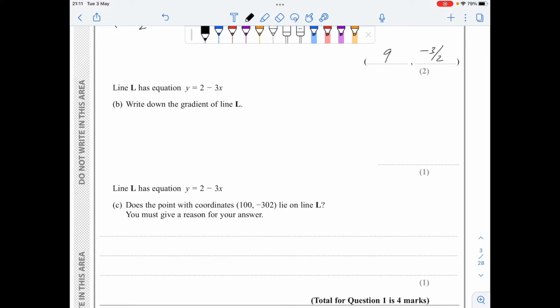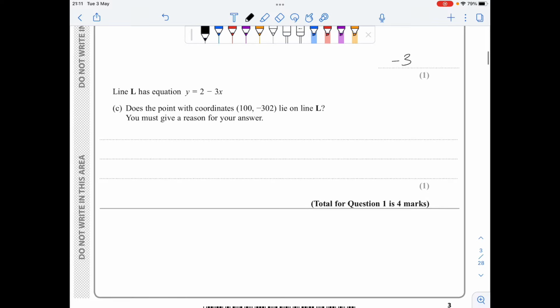For part B, recognize that the gradient is the coefficient of x, so in my case, gradient is minus 3. And then for the last part, it says line L has equation y equals 2 minus 3x. Does the point with coordinates 100, minus 302 lie on the line?